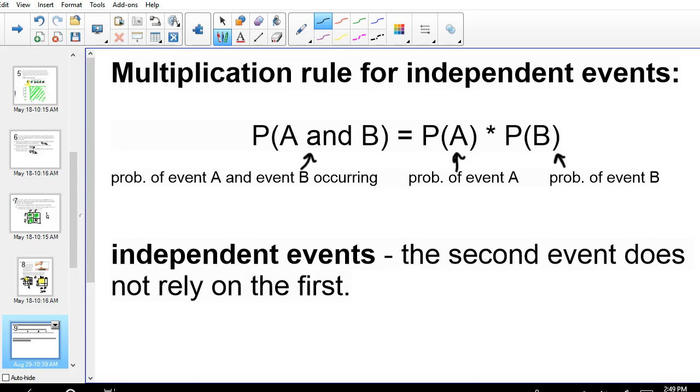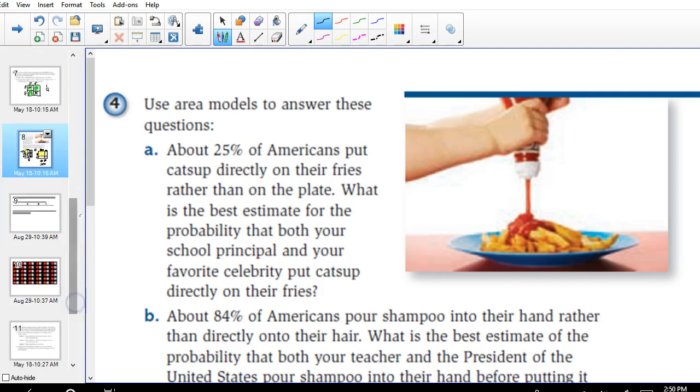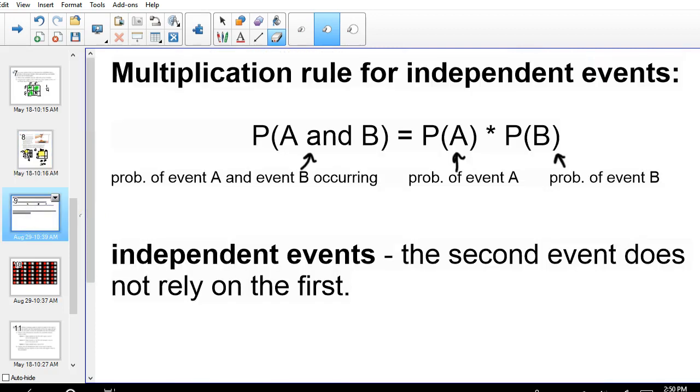So these could generally be assumed to be independent events that we looked at before, assuming that Mr. Hoyle does not put ketchup directly on his fries because he saw his favorite celebrity doing so, or assuming that I did not find out that Donald Trump actually squirts shampoo directly onto his head when washing his hair, and I want my hair to be as beautiful as his. Assuming those are not connected, we can call these independent events. So this rule only works if the first event does not affect the second.